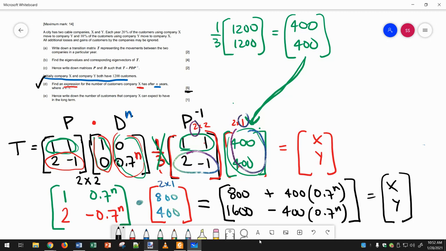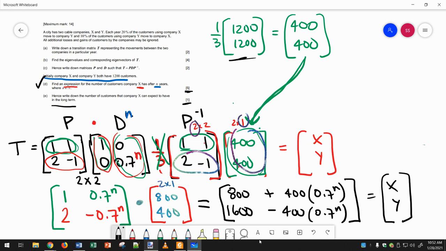So then, hence, write down the number of customers the company that we expect to have in the long term. Actually, you could have gotten this answer, it's only 1 point. We could have gotten this before if we just did P D to the 1000th power times P inverse times the initial state. It would tell us X and Y. It would tell us the long term.